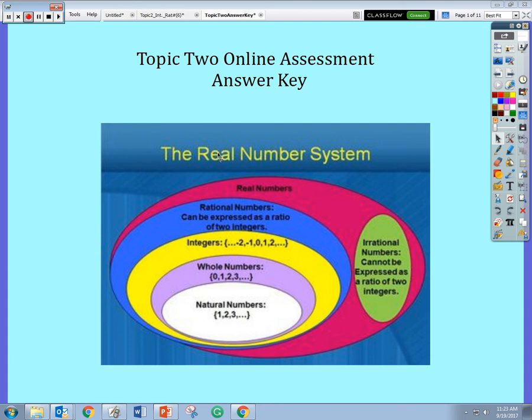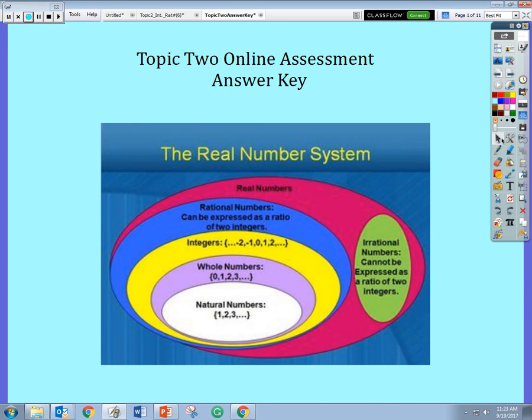Boys and girls, Mr. Giumini wanted to come to you with the first part of the answer key for the Topic 2 online post-test. Again, this is a great tool to use in preparation for the real assessment. That's going to be a week from yesterday, so it'll be on Monday, next Monday. All right, so taking a look at what we have going on here.